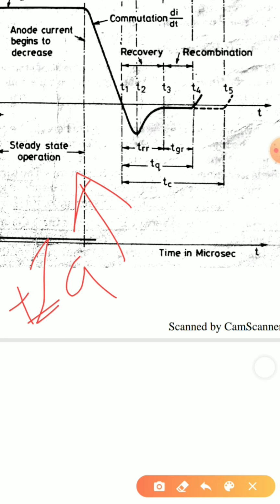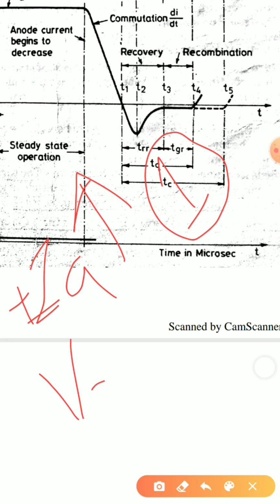So the turn off time will directly depend on the amount of forward current that was applied, and it will also depend on the amount of reverse voltage that is applied. If the amount of reverse voltage applied is greater, the turn off time will be less. If the amount of reverse voltage applied is lower, the turn off time will increase.